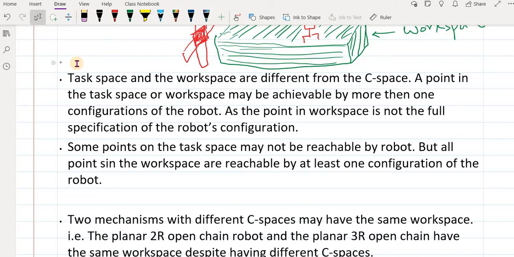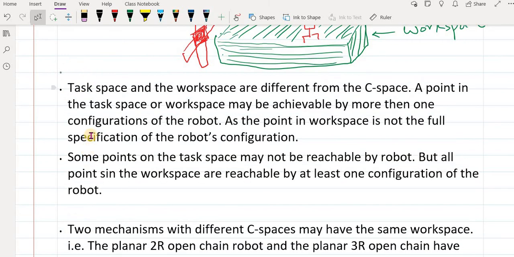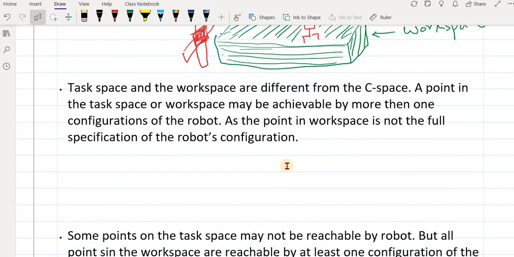Okay, so the next point is task space and workspace are different from C-space. A point in the task space or workspace may be achievable by more than one configuration of the robot. And a point in the workspace is not the full specification of the robot configuration. So till now, I hope that you started to differentiate between workspace, the task space, and the C space that we have already studied in the previous lectures.